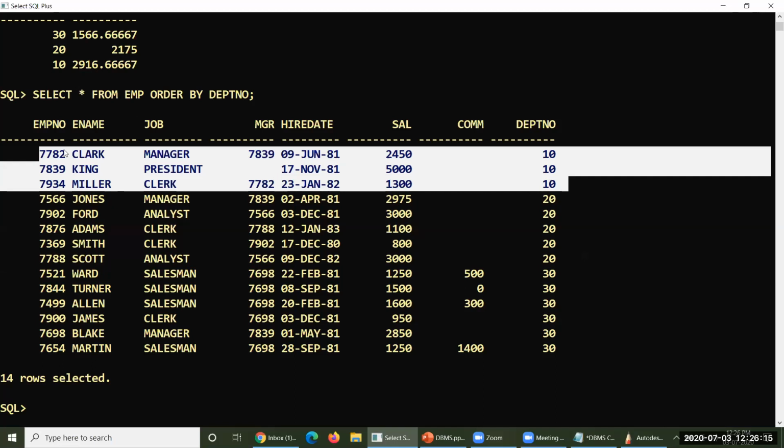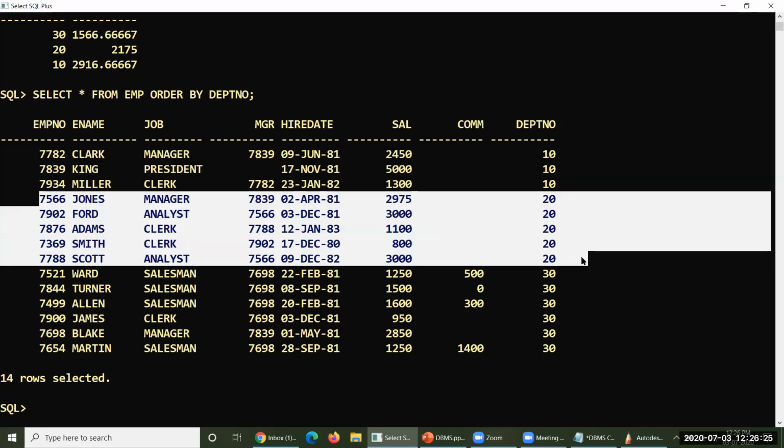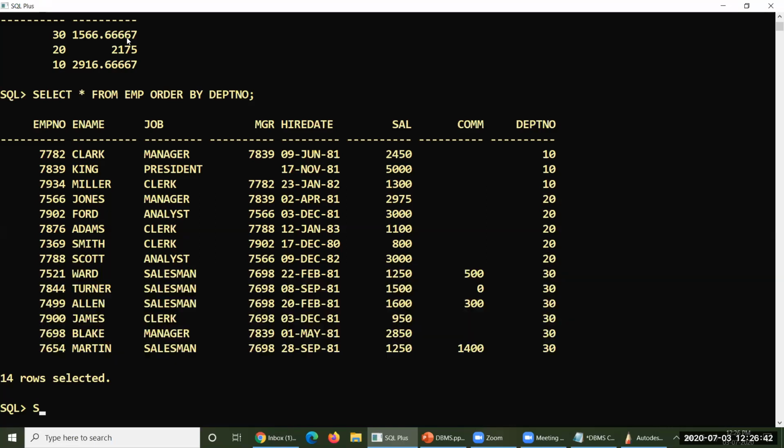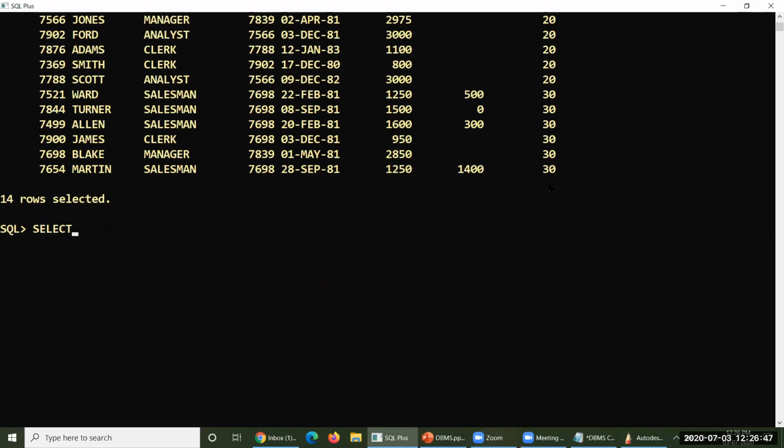So the same query gets executed. For the 10th department, the substitution value will be 2916, for the 20th department 2175, and for the 30th department 1566. So three different values have been substituted here. So to do this, what exactly are we supposed to specify here? Let me consider. Select DEPTNO, because let us know what the specification is.